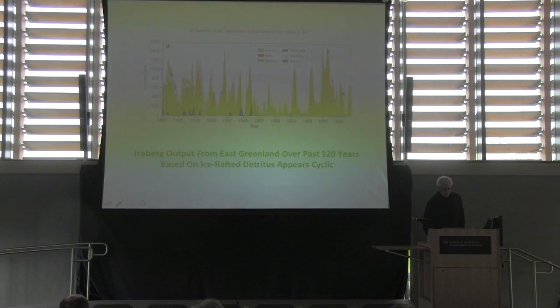And we see anything but a uniform calving rate over, what? This goes back to, what, 1890 or something like that. So the 1800s, it's the last 120 years or so of a record. So every decade or two, we see an increase in ice rafting.